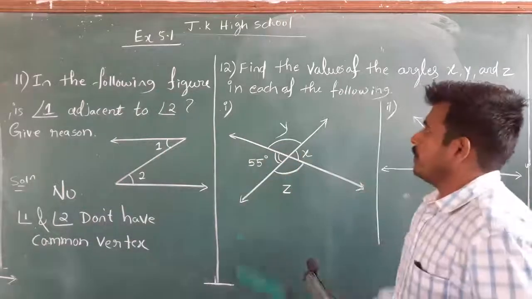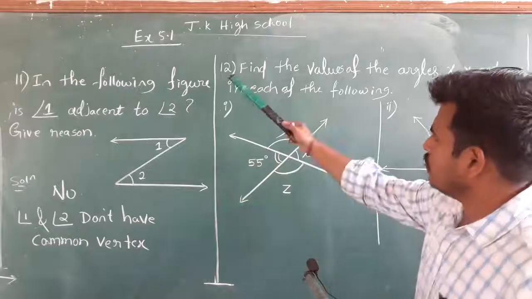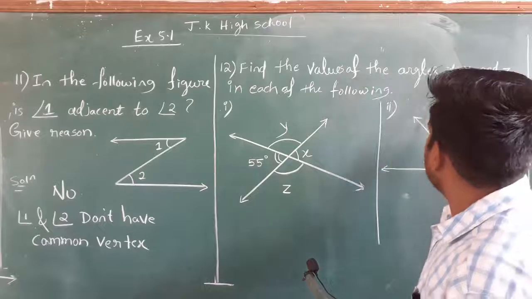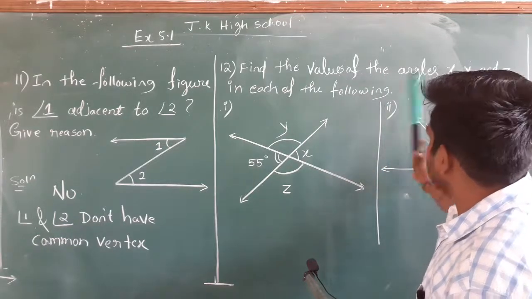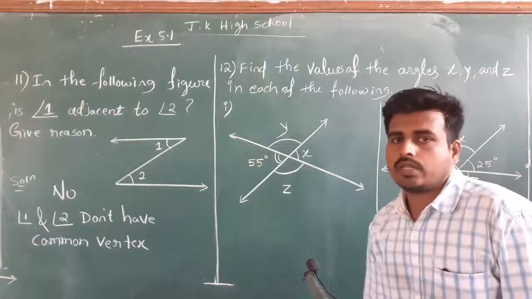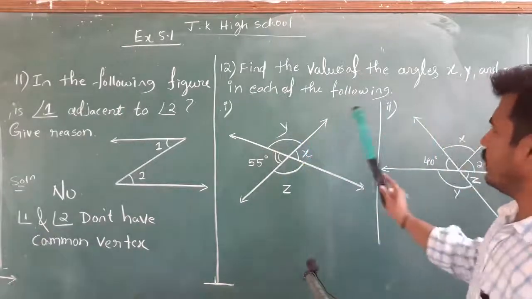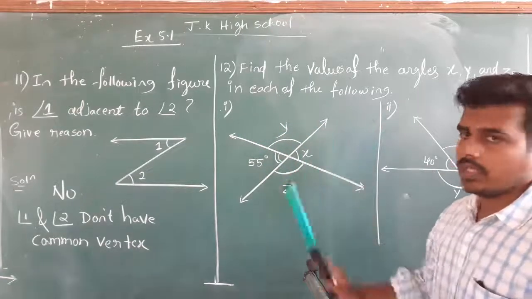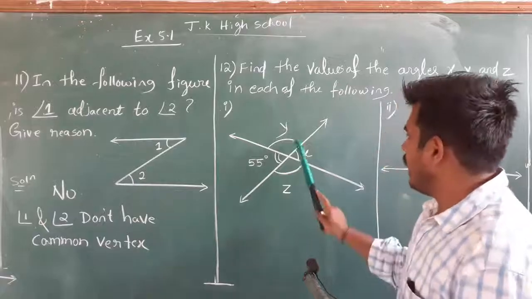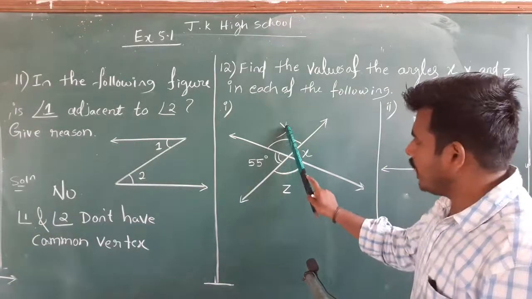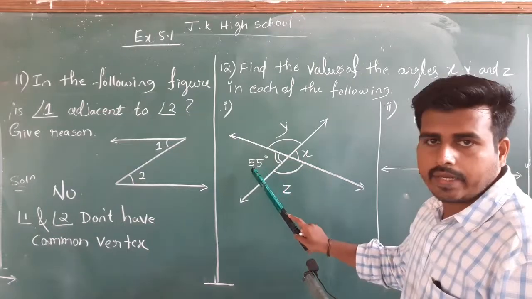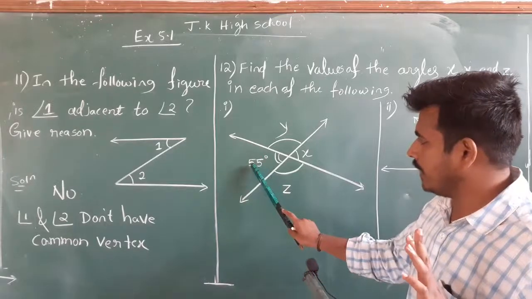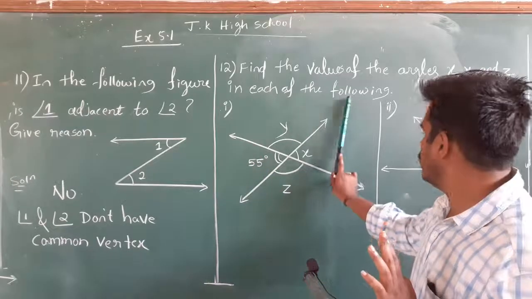Now let's move towards the 12th question. The 12th question states: find the value of the angles x, y and z in each of the following. In your textbook these two figures are given. In the 12th, again two questions are there, first one and second one. Both are separate questions. You need to find the value of angle x, angle y, angle z, and only one reading is given in the question, that is one angle of 55 degree here. First I will deal with the first one.